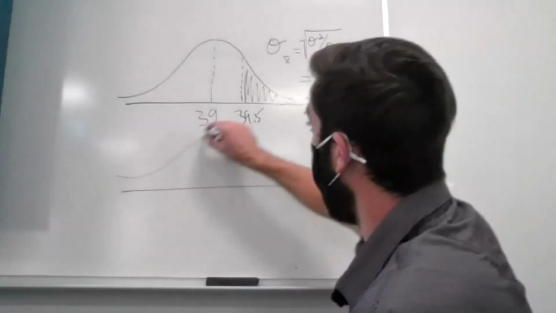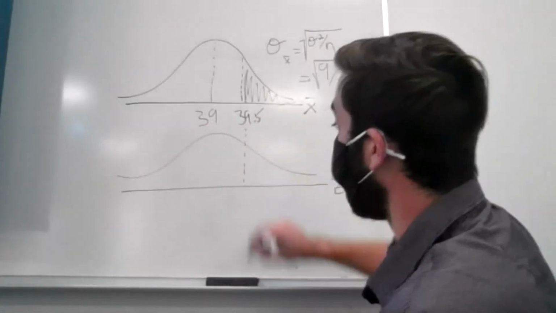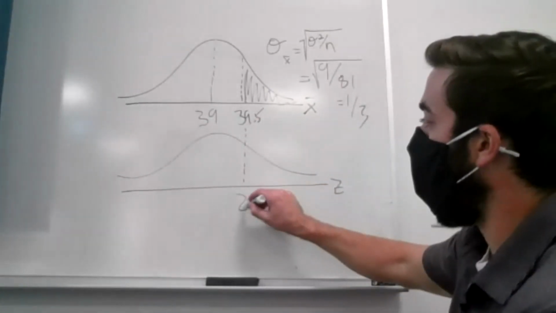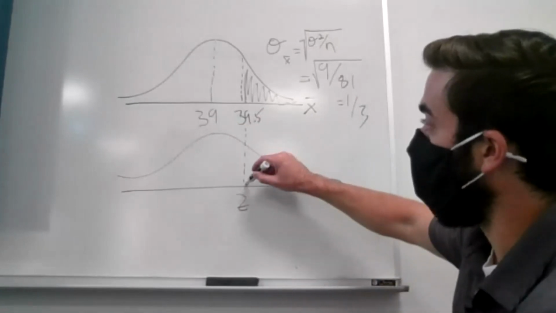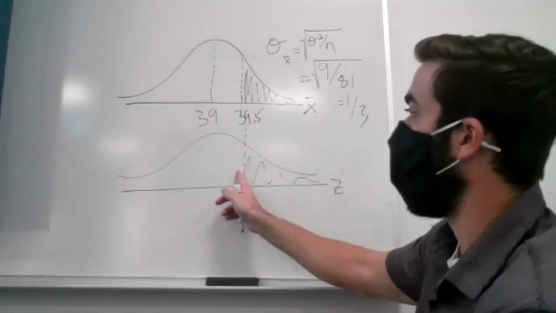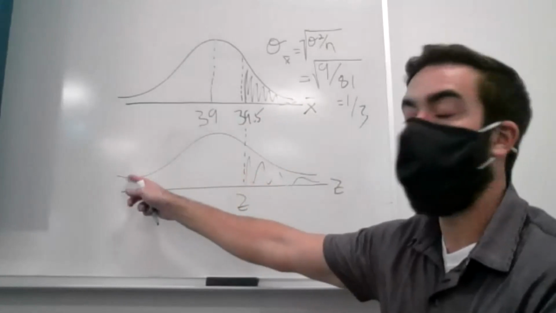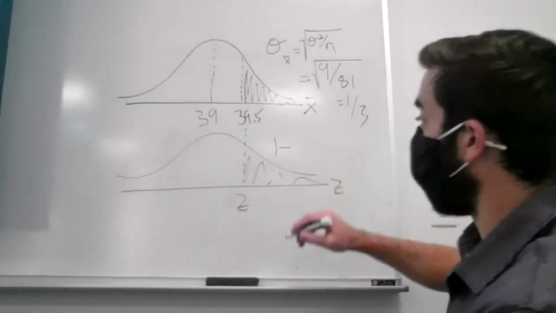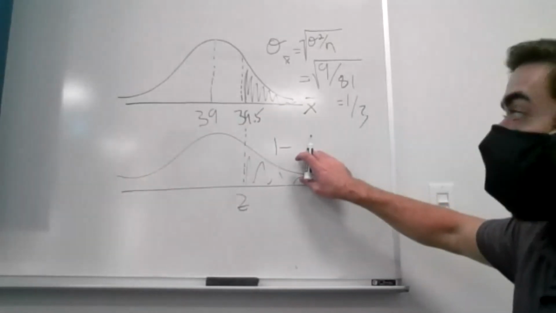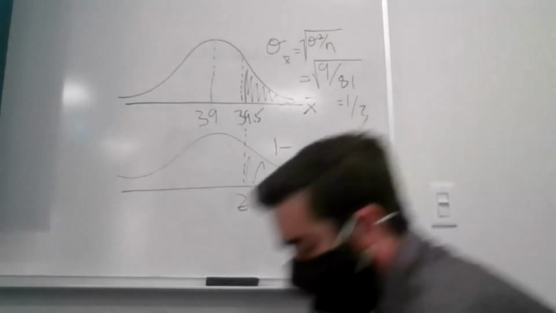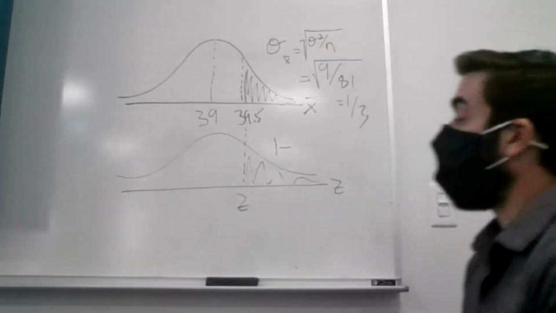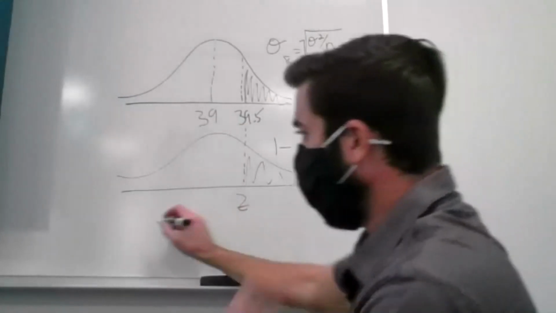But what I want to do here is convert this into a z-score. Once I have this z-score, I can look it up in the table. The table will tell me the area to the left, right? But I want the area to the right, so whatever value I find, I'll subtract from 1. Okay? But how do I actually calculate this z-score?